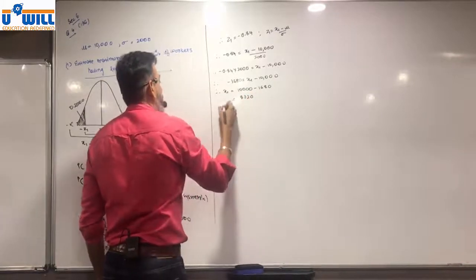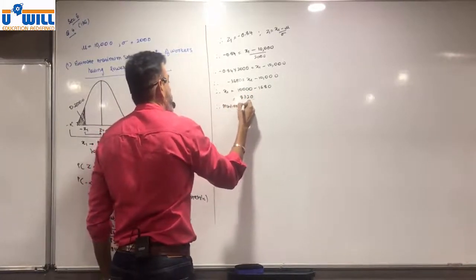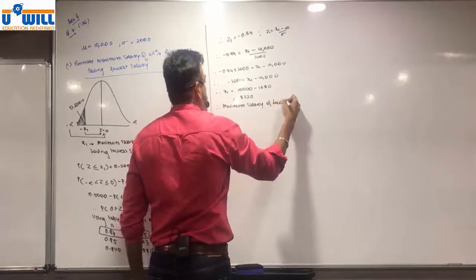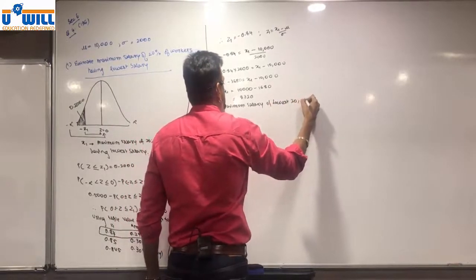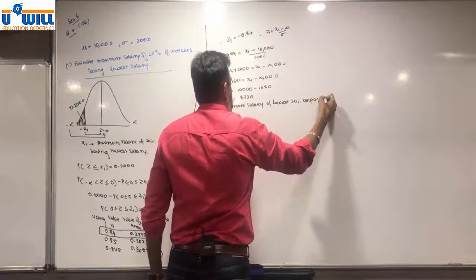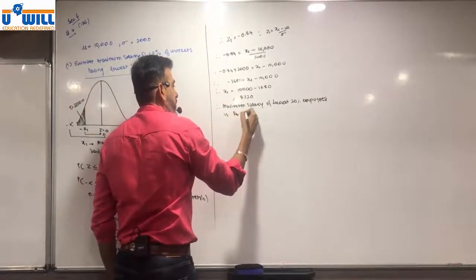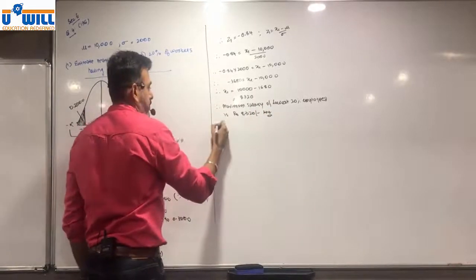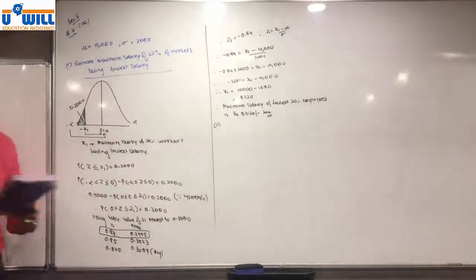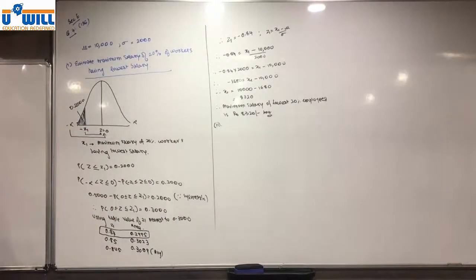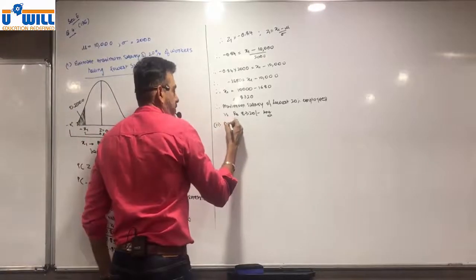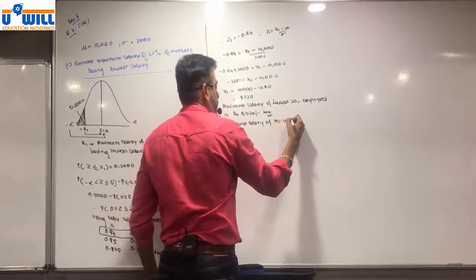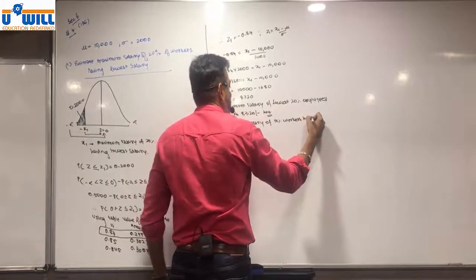x1 is equal to 8320. Therefore, maximum salary of lowest 20% employees is rupees 8320. Second, minimum salary of 10% workers having higher salary.